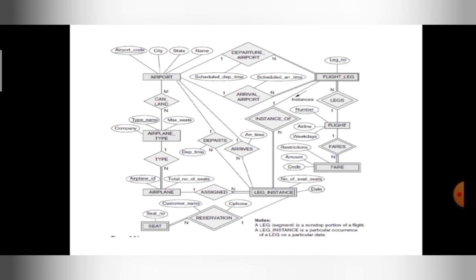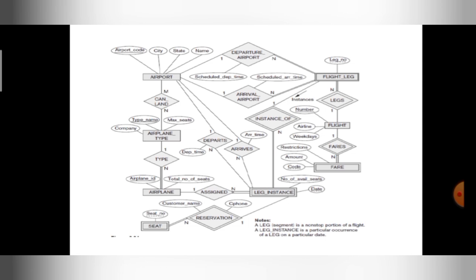You can see, so leg means what here? Leg is a non-stop portion of a flight, right? Leg instance is a particular occurrence of a leg on a particular date. So in a flight, some part will be reserved for non-stop portion. So here, if the non-stop portion is available only, then I can reserve the seat. If the non-stop portion is not at all available in the flight, how can I reserve the flight? That's why it is a weak entity.